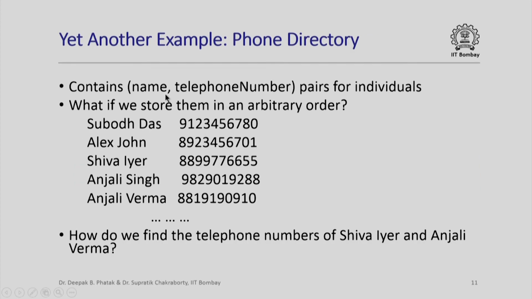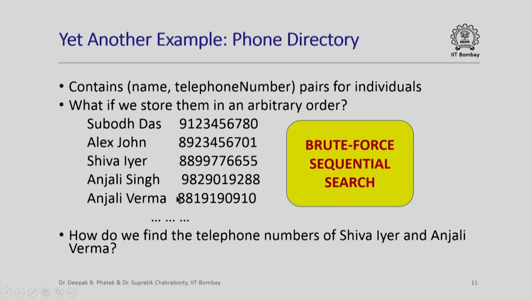Consider a telephone directory. A telephone directory usually consists of a name and telephone number pair for different individuals. Now suppose I listed out this telephone directory in a completely arbitrary order. So here are some names, here are their numbers, and I have listed them out in some completely arbitrary order, and then let us say I ask you to find the telephone numbers of Shiva Iyer or Anjali Verma from this telephone directory. How would you go ahead and do that? Because these numbers are listed in completely arbitrary order, you will have to do a brute force sequential search. You will have to look at one name, then the next name, and then the next name until you find Shiva Iyer or Anjali Verma.